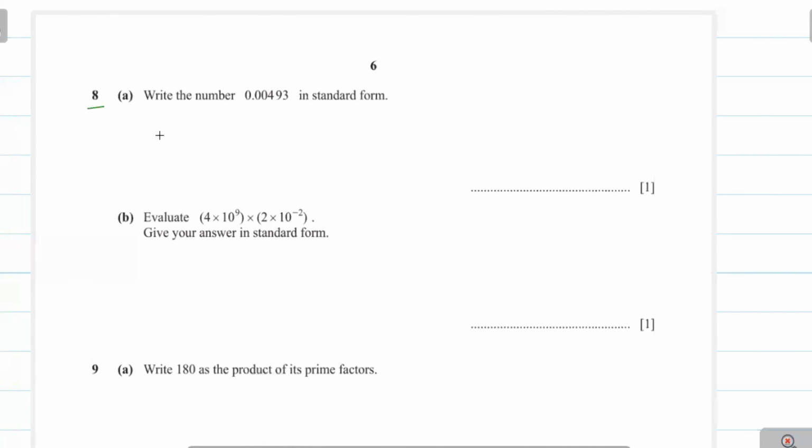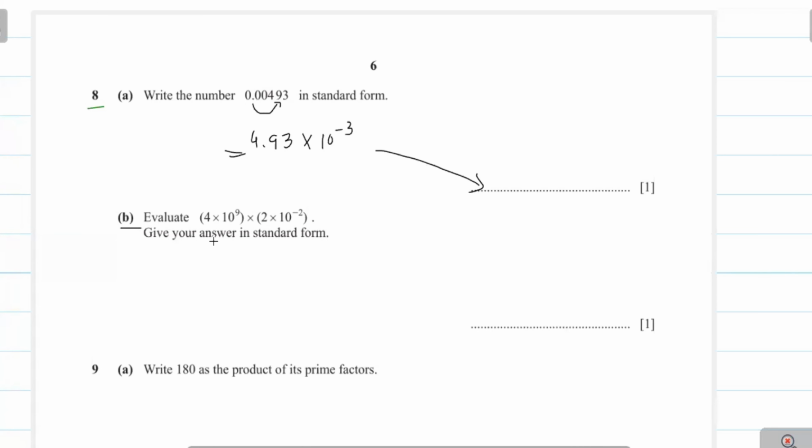Question 8, part A: write the number 0.00493 in standard form. To convert into standard form, we shift the decimal from the left side to the right side after the first non-zero digit. Therefore, we write this number as 4.93 multiplied by 10 to the power minus 3. That's equivalent to 0.00493. This is the standard form.